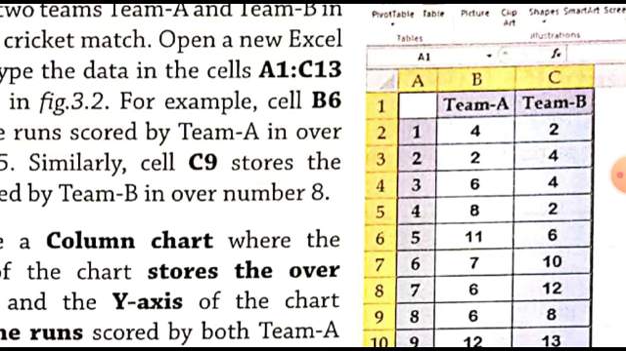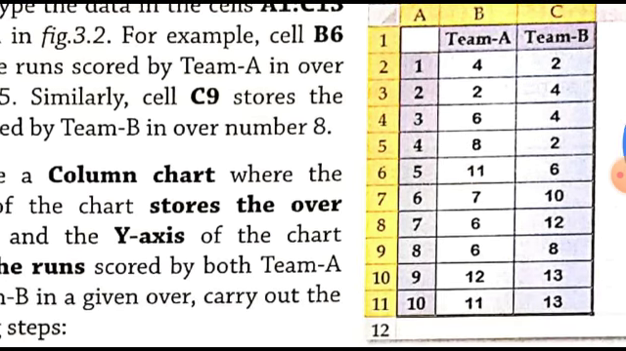The first column, column A, has different numerical values. What is the meaning of the values in column A? These numbers from 1 to 10 are the number of overs. Columns B and C display the number of runs scored by these two teams in overs 1 to 10.